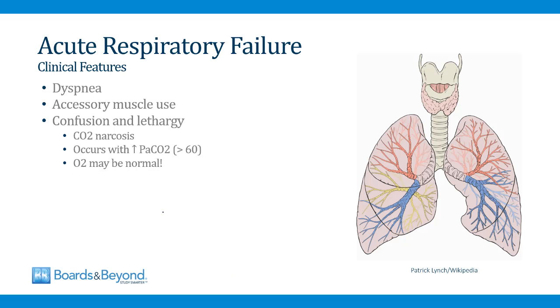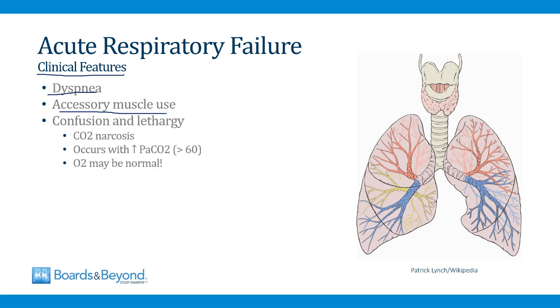Many different disease processes can lead to acute respiratory failure, which means failure of the lungs to oxygenate the blood and excrete carbon dioxide. So things like pneumonia, COPD, pulmonary embolism, heart failure, all of these things can lead to acute respiratory failure. But whatever the cause, there are some common clinical features to all patients who have acute respiratory failure. First of all, they all complain of shortness of breath or dyspnea.